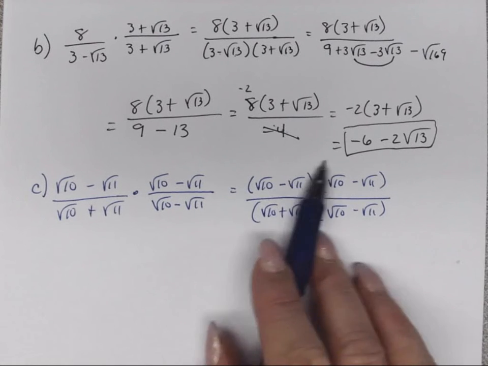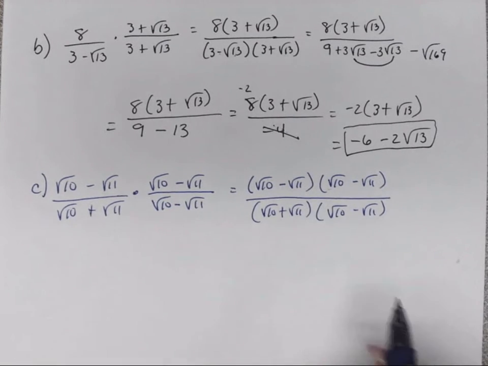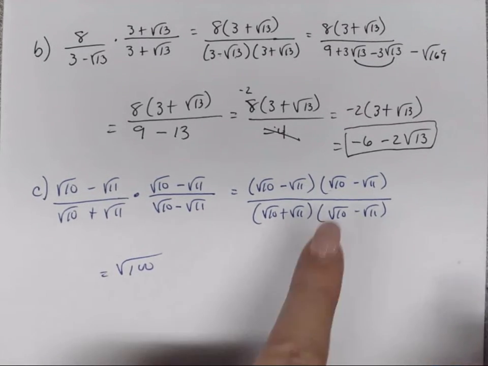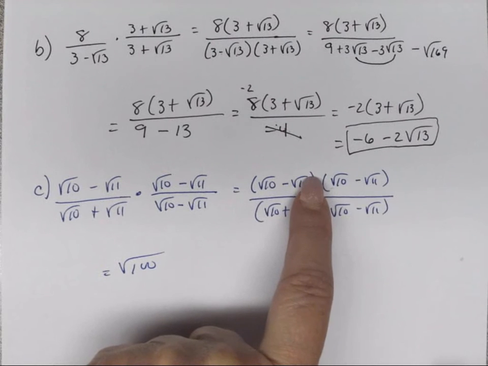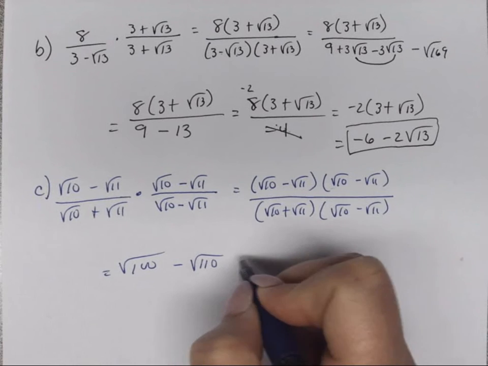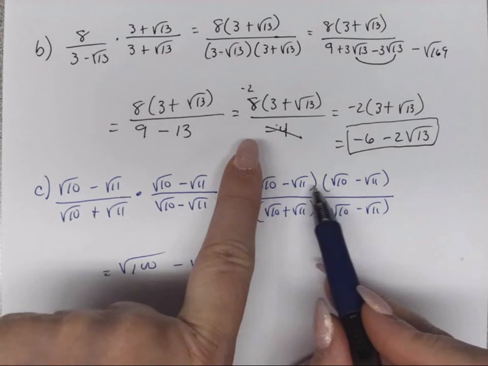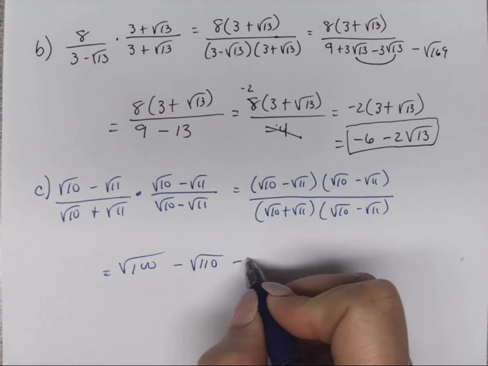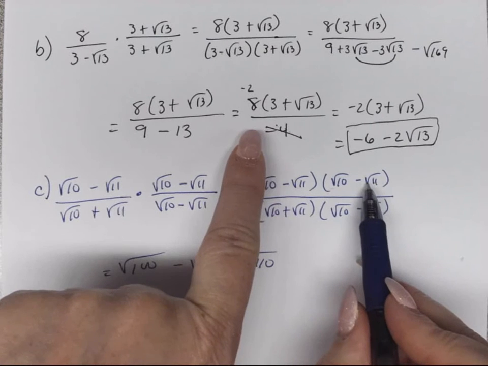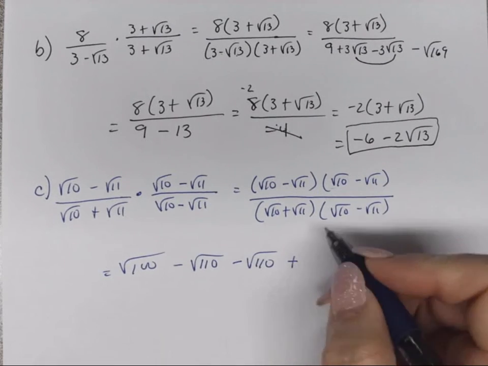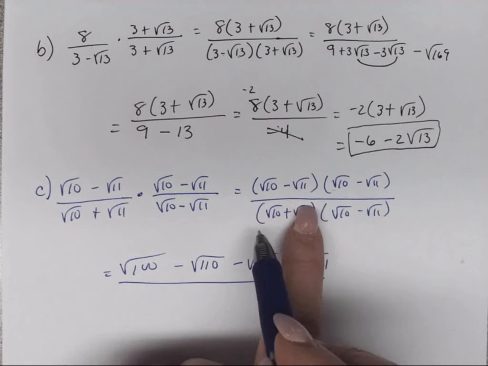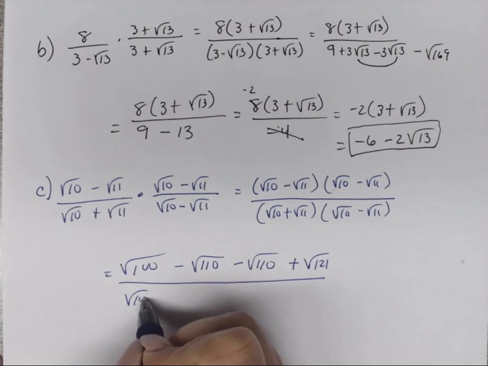This time we're actually going to FOIL the top. We will FOIL it out. So square root of 10 times square root of 10 will get us the square root of 100. Square root of 10 times negative square root of 11 will get us the square root of 110. Square root of 11 times the square root of 10 will get us minus that square root of 110 again. And negative square root of 11 times negative square root of 11 will get us plus the square root of 121. All over the denominator, square root of 10 times square root of 10 will get us 100.